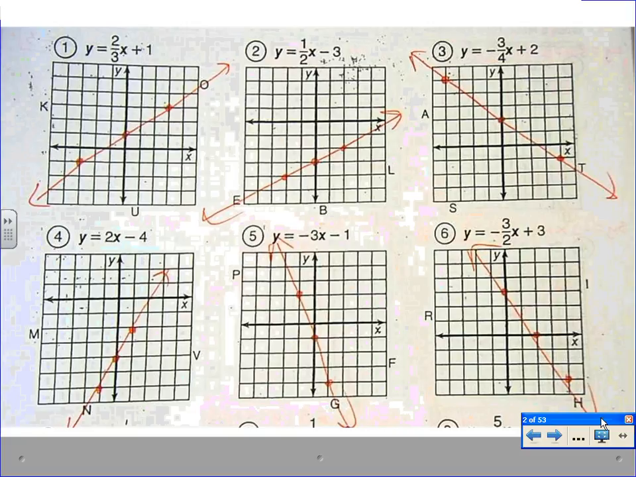Number 4, m is 2/1, b is (0, -4). Check your graph. Number 5, m is -3/1, b is (0, -1). Check your graph. Number 6, m is -3/2, b is (0, 3). Check your graph. So on those 6, anything that you need me to go into more detail with, explain how to graph?